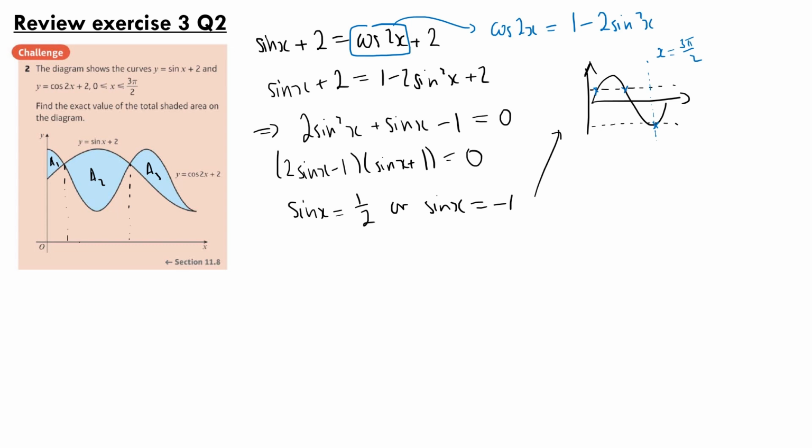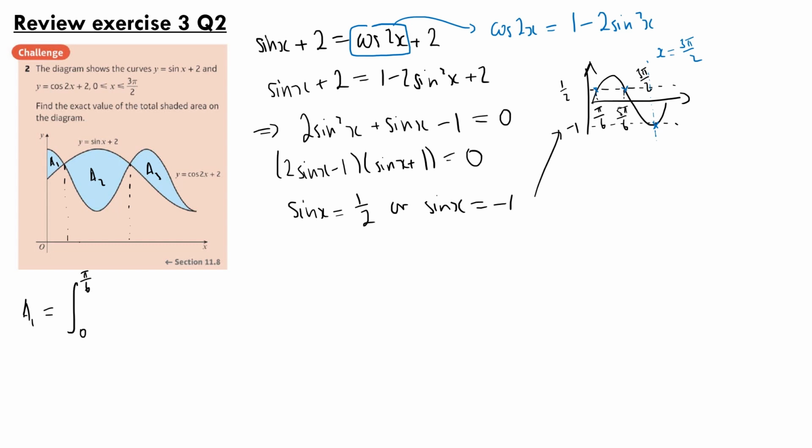This point here is going to be pi over 6. This point here is going to be 5 pi over 6. And this point here is 3 pi over 2. So if we first find the area 1, this will be the integral from 0 to pi over 6.